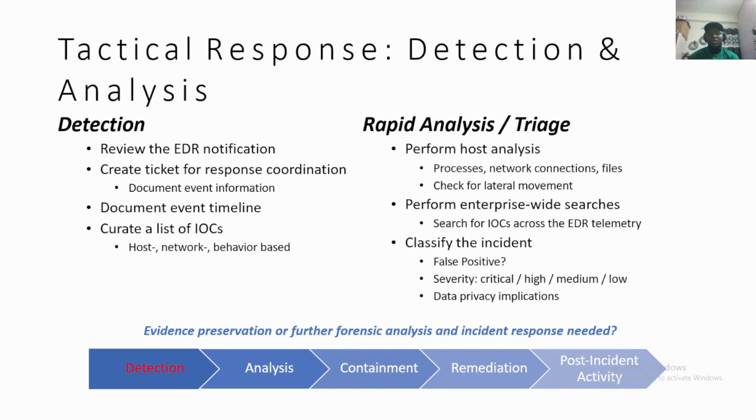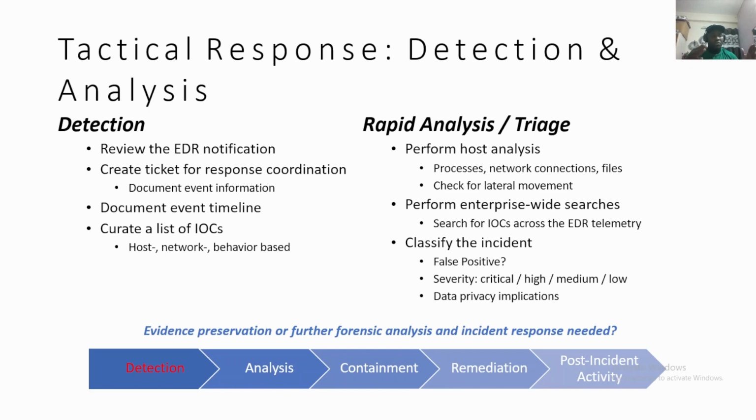What are the network connections that are going from these processes? So you have to analyze the processes, and any suspicious connection, any open sockets, any suspicious files, and check for lateral movements. And after gathering all the indicators around the processes, the network connections, and the files, you can perform an enterprise-wide search for the full scope analysis.